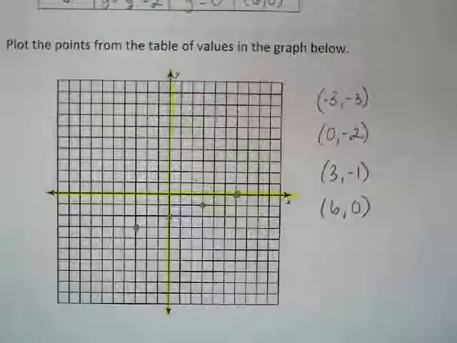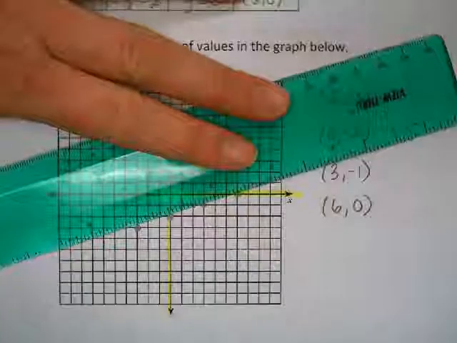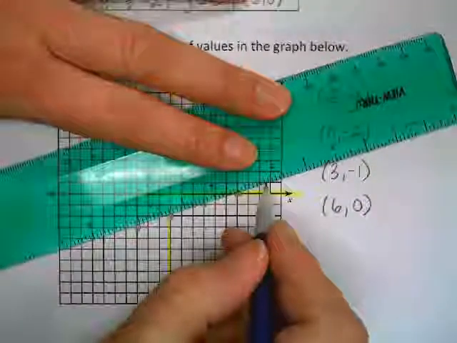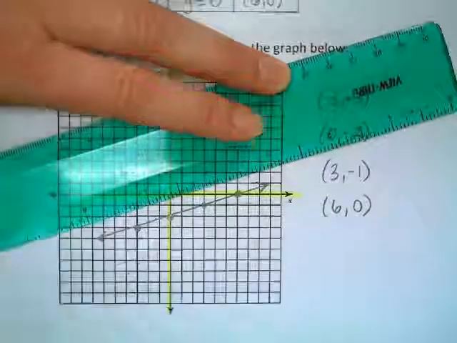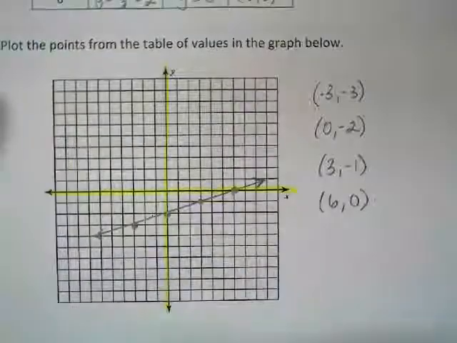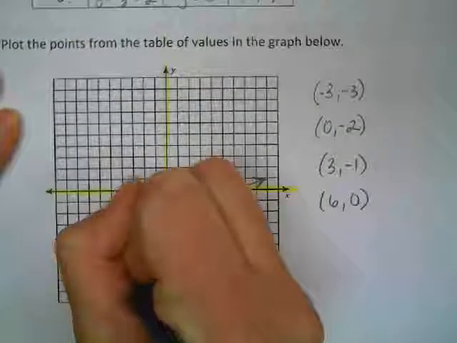And again, those points are going to form a straight line, and there is your graph. And that's the graph y equals x over 3 minus 2.